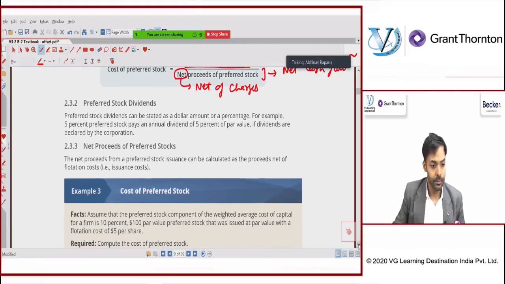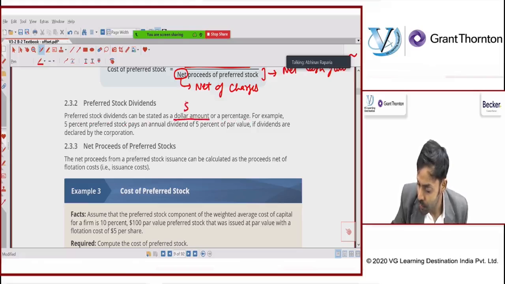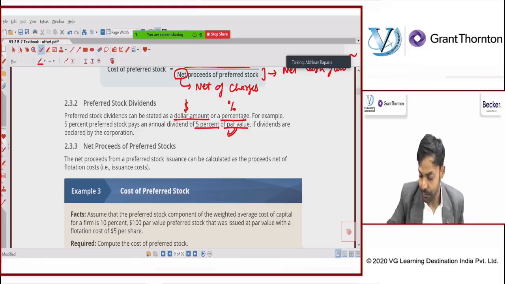Okay. Preferred stock dividends. Preferred stock dividends can be stated as a dollar amount or as a percentage. For example, a 5% preferred stock pays an annual dividend of 5% of the par value. The dividend is always calculated on the par value if the dividends are declared by the corporation, right? It is always on the par value.